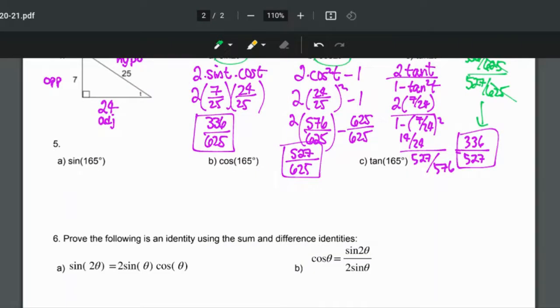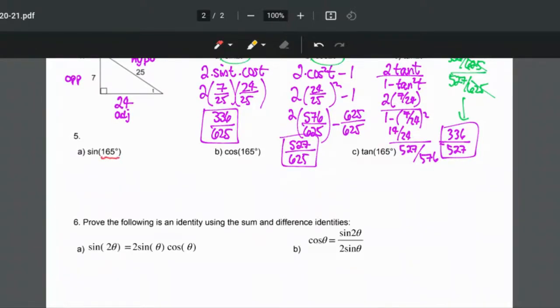For problem number 5, what you need to do is think about, is this a good half angle or a double angle? Either some angle on the unit circle divided by 2 or some angle on the unit circle multiplied by 2. So if you divide it by 2, you would get 82.5, which does not really give you anything special. But if you multiply it by 2, you get 330. So that's the angle that we want. So we're going to rewrite sine of 165 as sine of 330 degrees divided by 2. So now we can look at our half angle formulas.